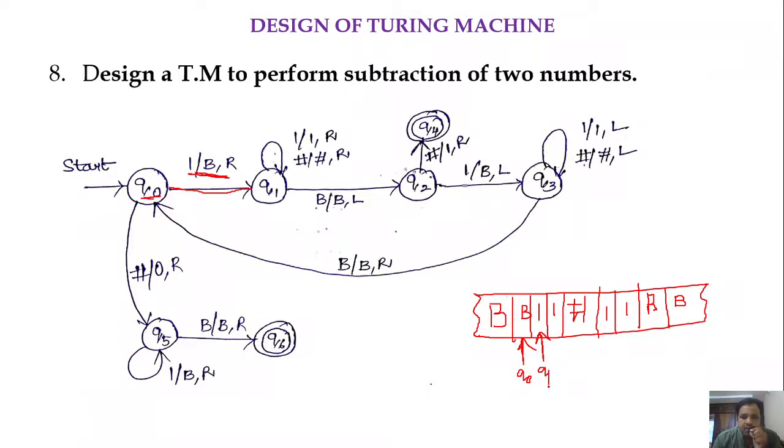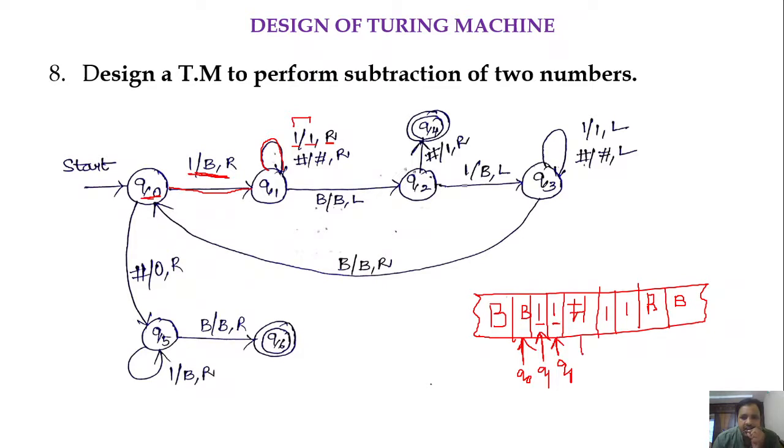In Q1, if we get any 1, keep that 1 as it is and move the head towards right. So in Q1 we have a self transition on 1. That is, if we get 1 in Q1, keep that 1 as it is and move the head towards right. If you consider the input tape, it is now pointing to 1 and we are in state Q1. So in Q1 if we get 1, keep that 1 as it is and move the head towards right.